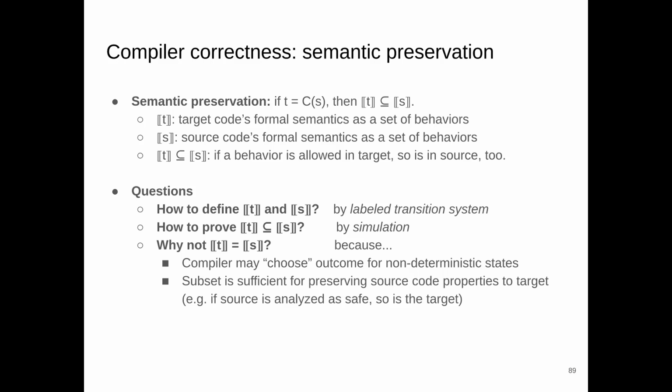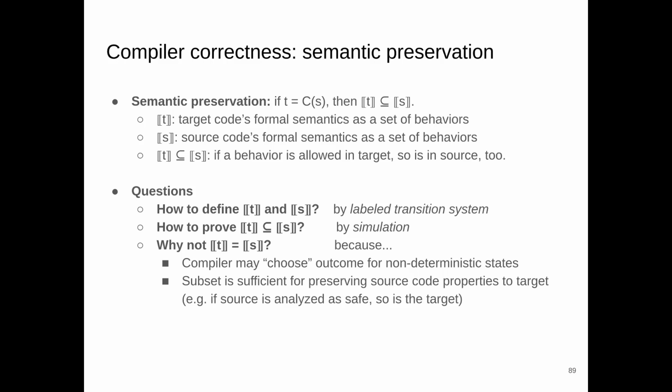And the final question is why we are not mandating that the target and source have the same semantics. We are mandating that the target has a subset of the behaviors of the source program. Why not equivalent? So the main reasons are two.